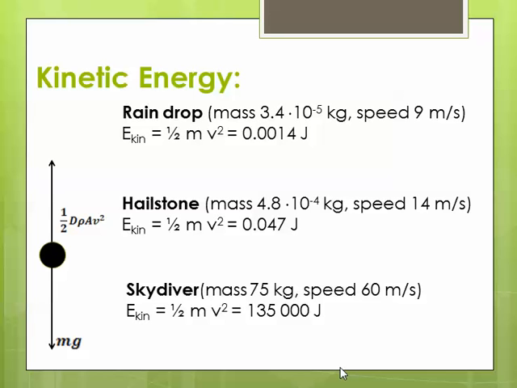And this is also why the skydiver needs a parachute at a later stage. Because if the skydiver was to dive down and hit ground with this velocity, this would not be healthy. The kinetic energy of 135,000 joules is just too much for the skydiver to bear when he lands, okay? Because all this energy would be transformed into deformation energy. So the skydiver needs a parachute.